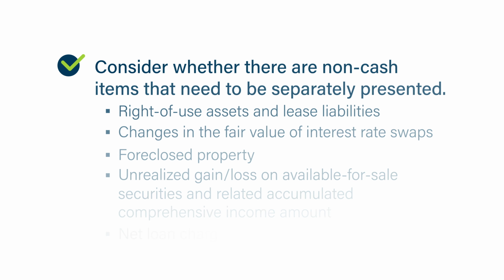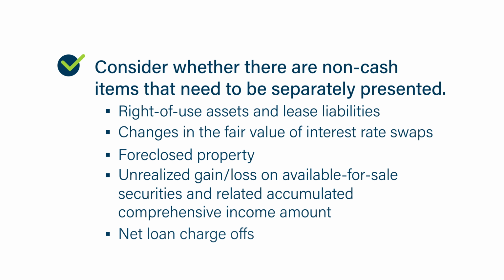You also want to consider if there are non-cash items that need to be separately presented. We've provided some common examples that we see. First being right of use assets and lease liabilities. This is relatively new, where operating leases are now pulled onto your balance sheet via a right of use asset and lease liability. Those transactions have non-cash implications and thus have implications on your statement of cash flows.